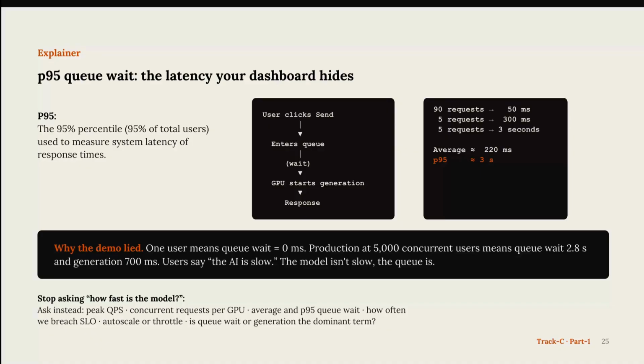Yeah, we know that when a user clicks send, a query is sent to the queue. It is waiting there if there are only limited GPUs. Once it goes to the GPU, the GPU starts generation and then a response comes.